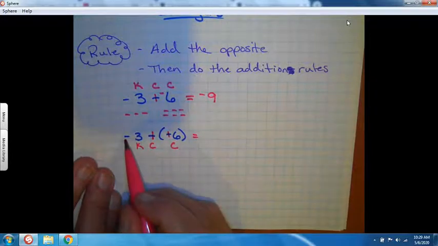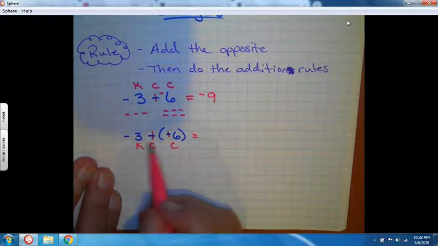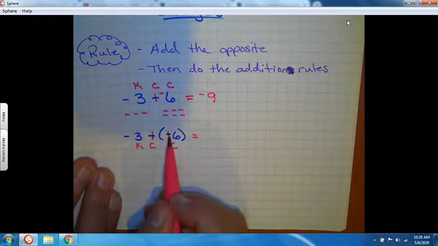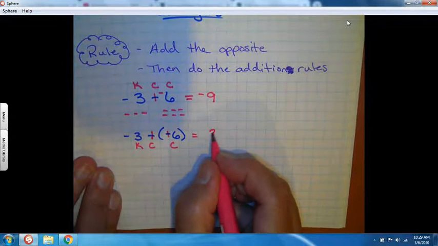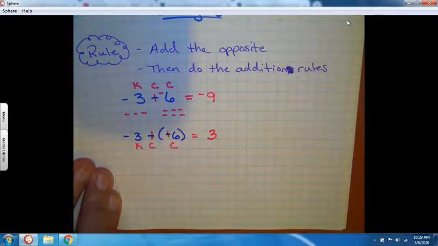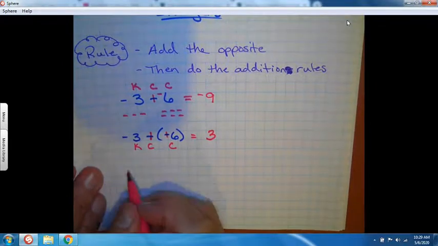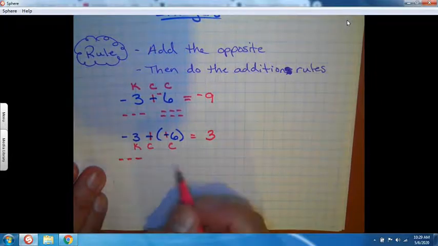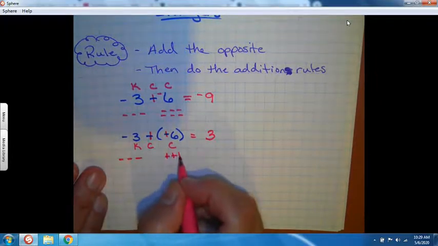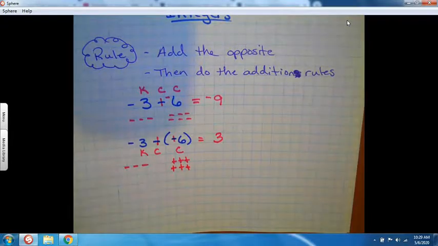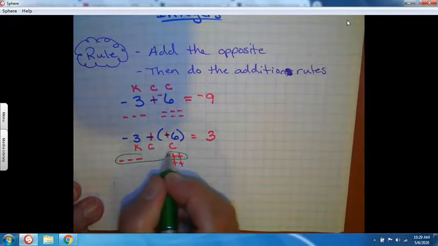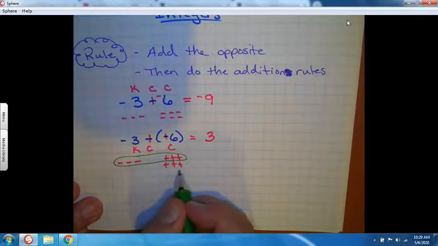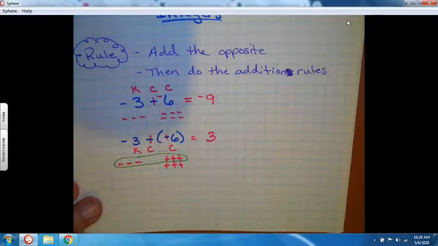So the signs are different. Different signs subtract. So what's 6 minus 3? 3. And is it going to be a positive 3 or a negative 3? Well, we have 3 negatives here, and we have 6 positives here. So if we circle our 0 pairs, what do we have left over? 3 positives. So your answer is positive 3.